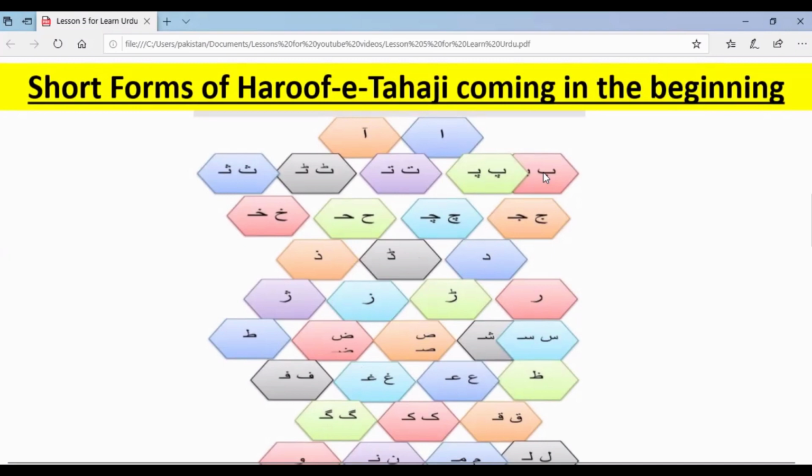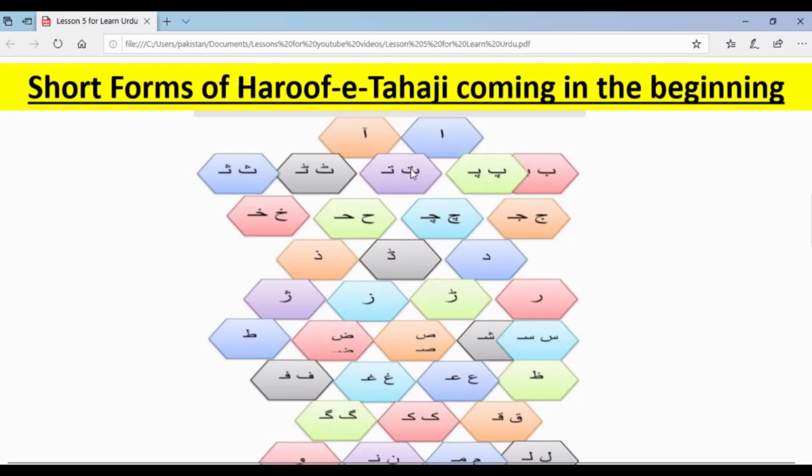Here is a Be, and its short form is like this, Pe. It is hidden inside. This is Pe, and this is the short form of Pe. When it will come in the beginning, it will be like this. And similarly, Be, when it will come in the beginning of a word, then its shape will look like this. Be with 1 dot, Be with 3 dots, but the shape will be same.